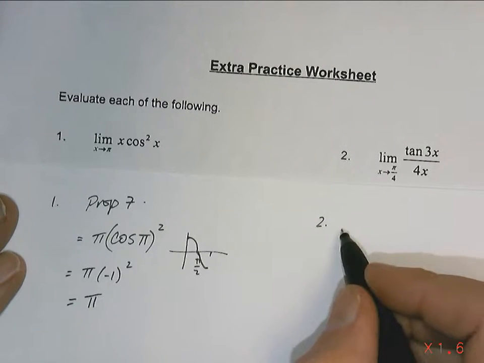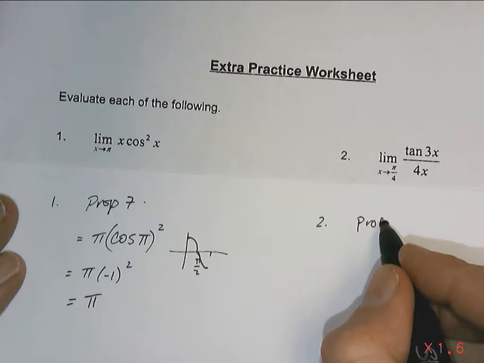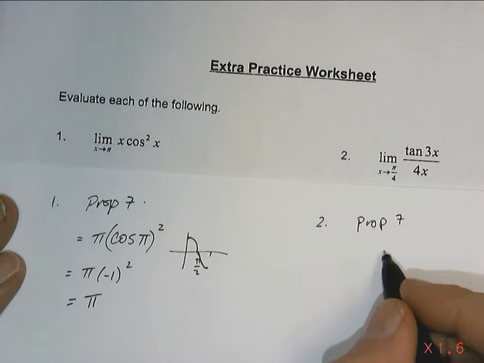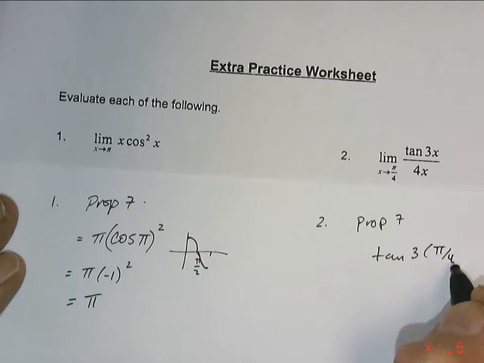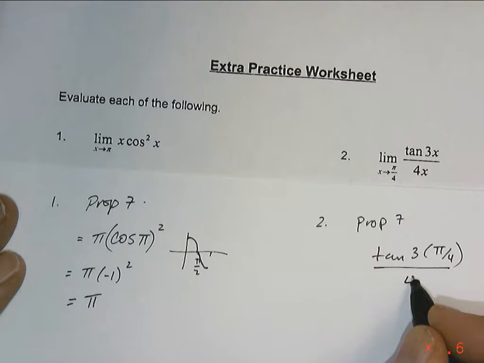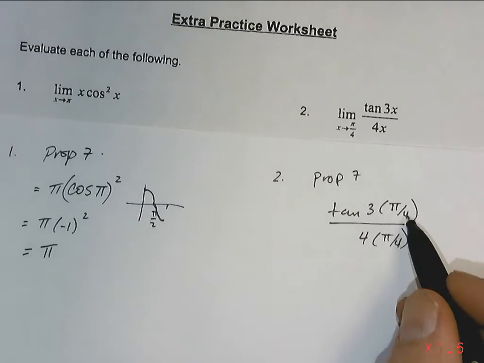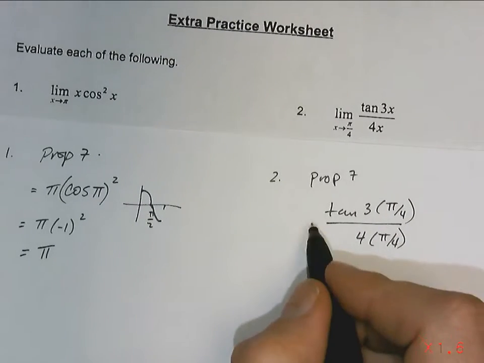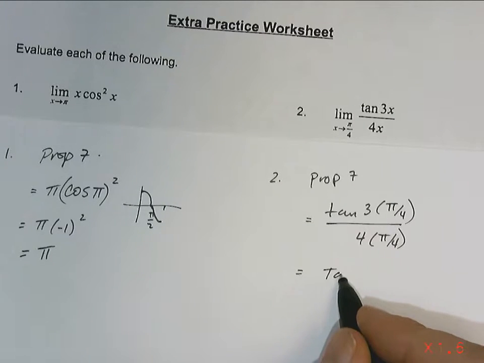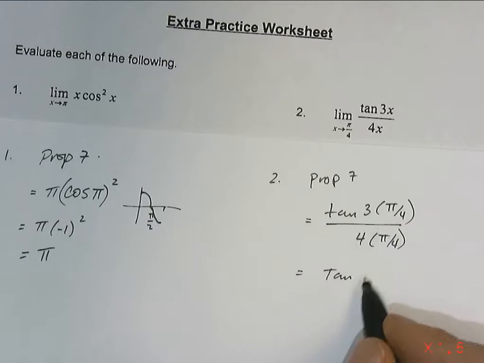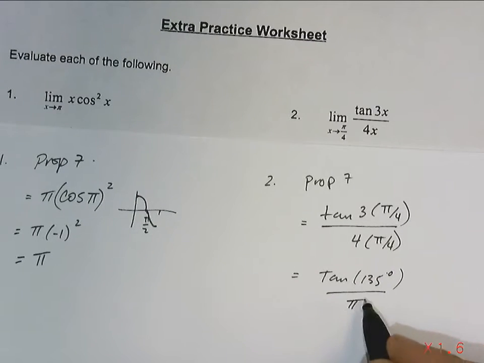And this one is the limit as x approaches pi over 4. I'm going to try property 7 again, see what happens. I'm going to get tan of 3 over 4, or 4 over 3, over top of pi over 4. I said 4 over 3 and wrote pi over 4. Don't worry about it. It's late. Let's see. This is going to give me tan of, that's 135 degrees, I think, over top of pi.